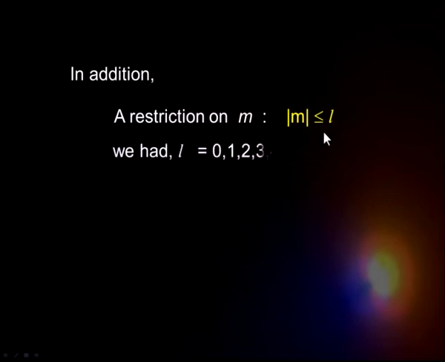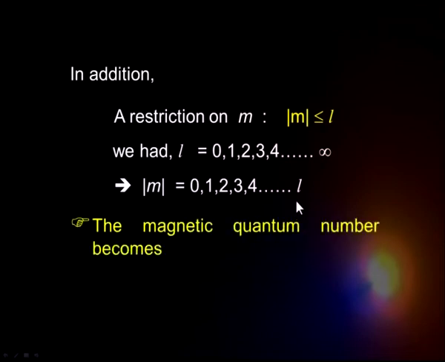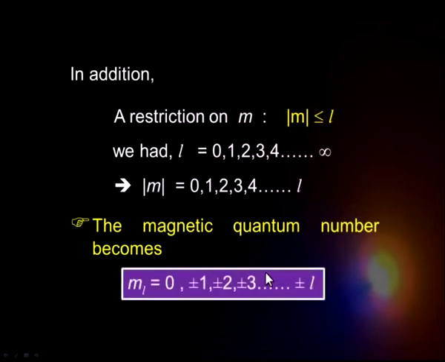Now, we had the value of L to be 0, 1, 2, 3 up to infinity, and since mod of m must be less than or equal to L, my mod m now becomes 0 up to L and not up to infinity, because depending on what value of L I have, the values of m are also dependent on that. In other words, the possible values of the magnetic quantum number m are 0, plus minus 1, plus minus 2, up to plus minus L, and not till infinity. L may not be infinity at all. We'll come to that as we proceed a little further.